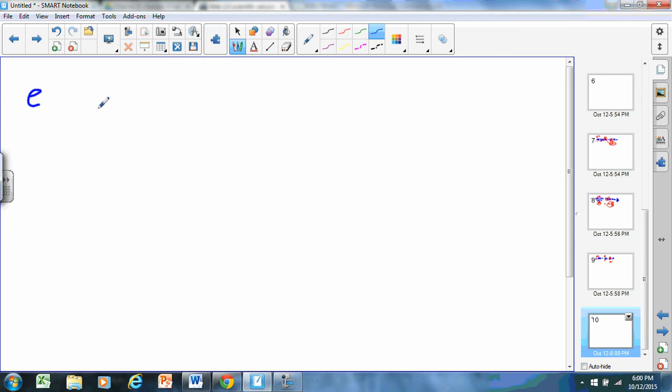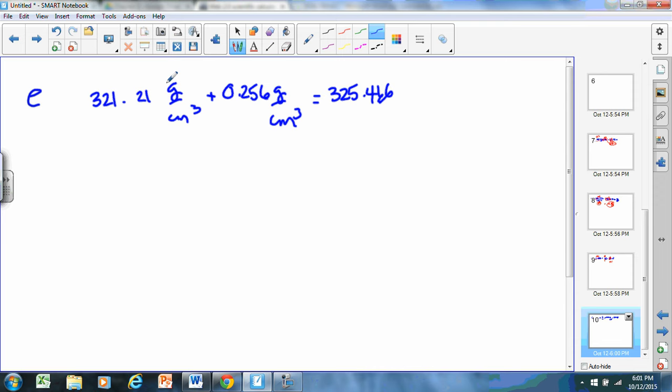All right, so here's E. I like this one, 321.21 grams per cubic centimeter plus 0.256 grams per cubic centimeter. Now, I'm assuming that you guys can, I'm not going to go to the calculator for a while. When I do this on the calculator, I will get 325.466.